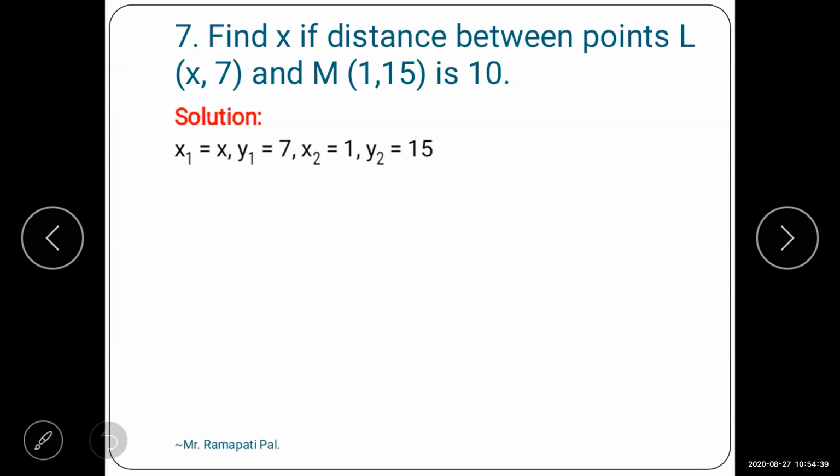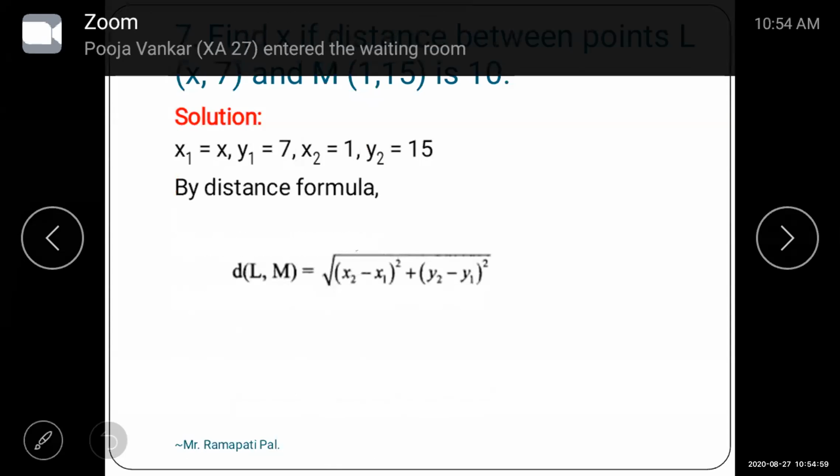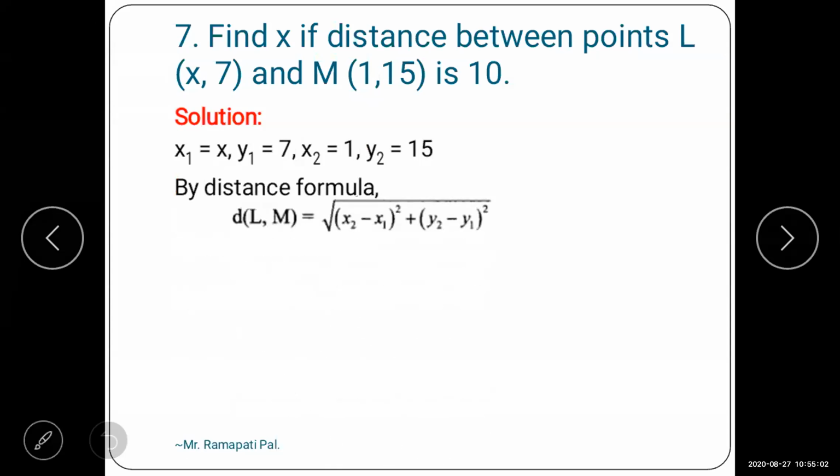So which formula are we going to use? Clearly it is mentioned: distance formula. So write down the distance formula first. Distance LM is equal to root of (x2 minus x1) whole square plus (y2 minus y1) whole square. Now we have to substitute the values, because x1, x2, y1 and y2 are given. Distance LM is equal to root of (1 minus x) whole square plus (15 minus 7) whole square.